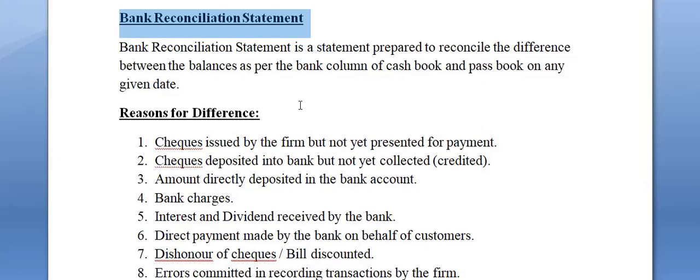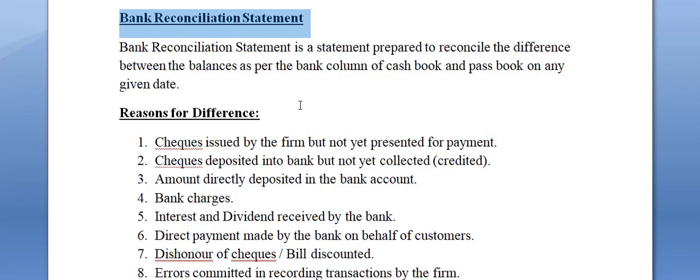the companies, the firms, or you can say the business organizations, they also have their bank account with their respective banks like HDFC, Axis Bank, SBI, ICICI Bank. So they have their bank account, and they also get the passbook for the same. Okay, and they record the transactions in the cash book.